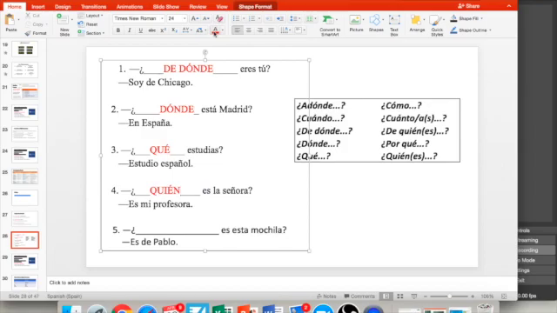And then in number 5, blank es esta mochila. And then, oh, es de Pablo. So something is this backpack, and then, oh, it's Pablo's. So we're asking, to whom does this backpack belong? Or of whom, we say in Spanish. Of whom is the backpack? So we should say not just quién, but de quién. Of whom is the backpack? ¿De quién es esta mochila? Okay, so hopefully you're feeling relatively good about these.